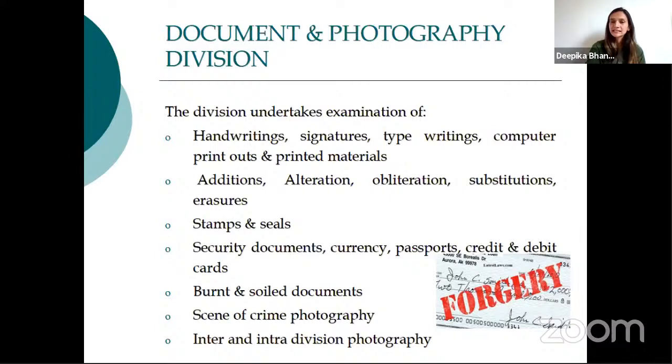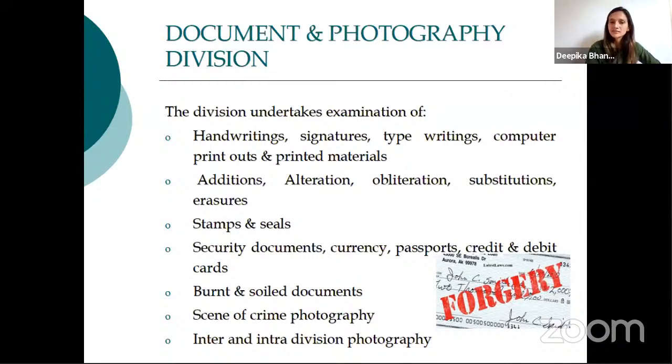Then stamps and seals. There was a very famous case where fake driving licenses were issued here in Shimla itself. But the person says, I did not sign them, but there were people who said, no, he only signed. So whether he was lying or not, that was based on the opinion given by the document division.